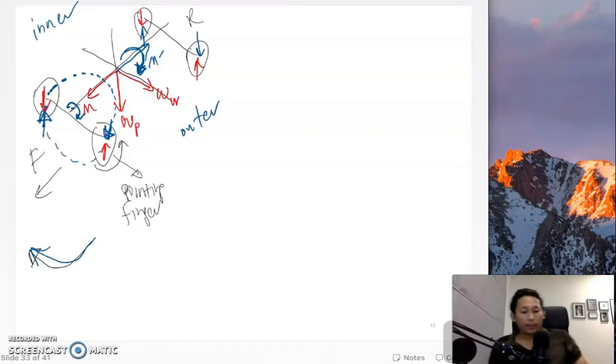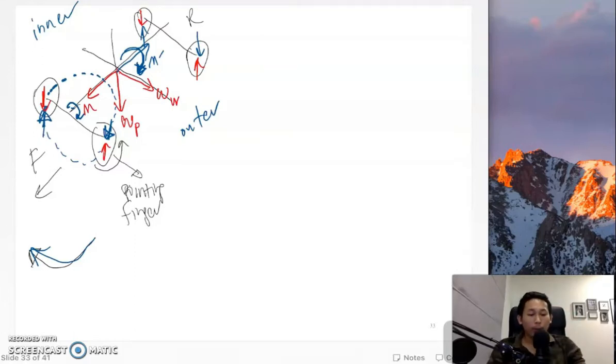Okay, so we need to calculate the reaction force acting on the wheels. So we have our movement. We need to calculate our angular velocity.